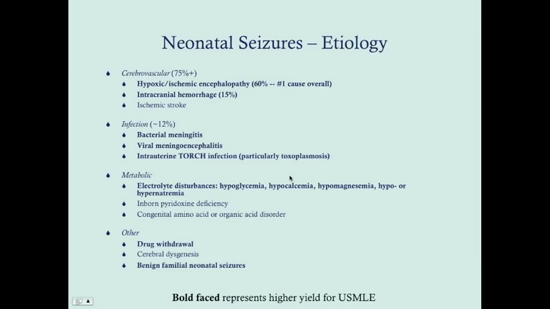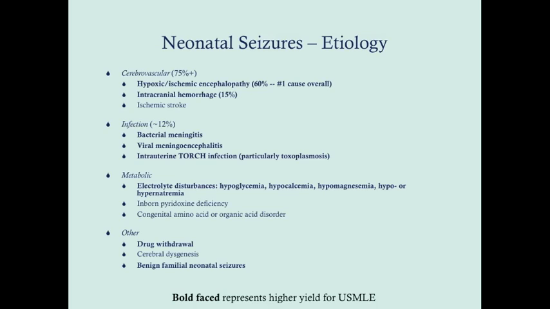The etiology is diverse. The number one etiology is cerebrovascular, so hypoxic ischemic encephalopathy is 60%, the number one cause overall. Also intracranial hemorrhages: if the baby has a subarachnoid hemorrhage, or an intraventricular hemorrhage, that's something you'll want to look out for. Ischemic stroke is not very commonly seen in babies, but that certainly would be another possible cause. If you have damage to part of the brain, that can be a focus for seizures.